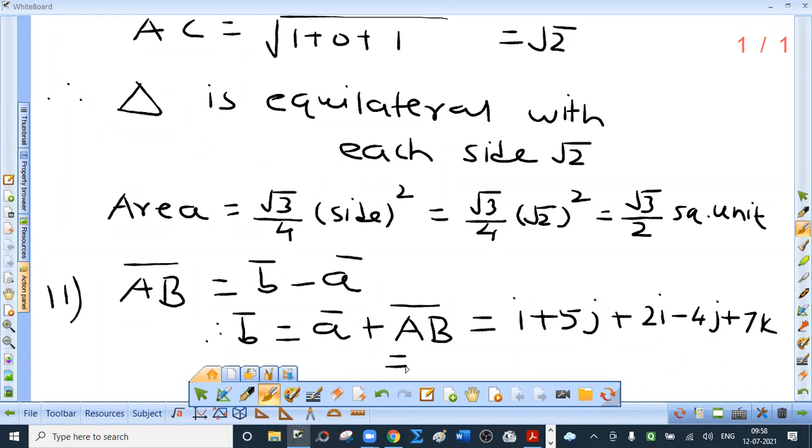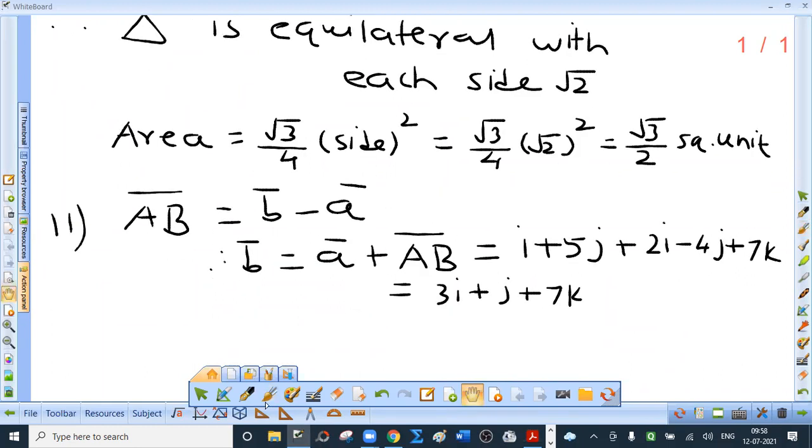Simplify. So this is nothing but 3i cap plus j cap plus 7k cap. So what is B? Usually from coordinates we obtain position vector. Similarly, from position vector of a point, we can obtain coordinate because this representation is unique. No two distinct points can have the same position vector. So that point is 3, 1, 7. So that's it for today.